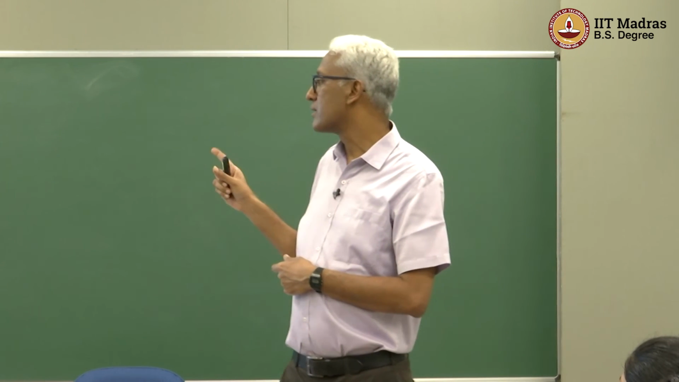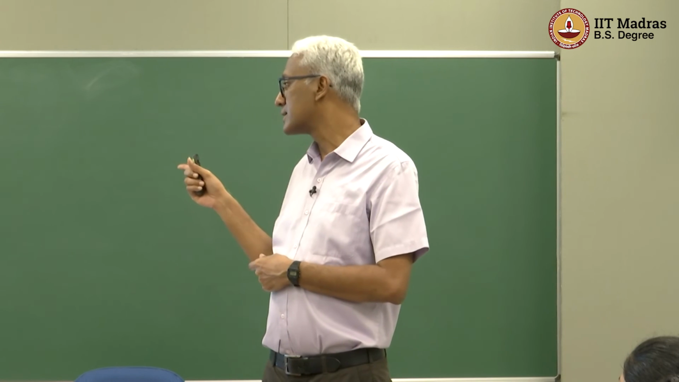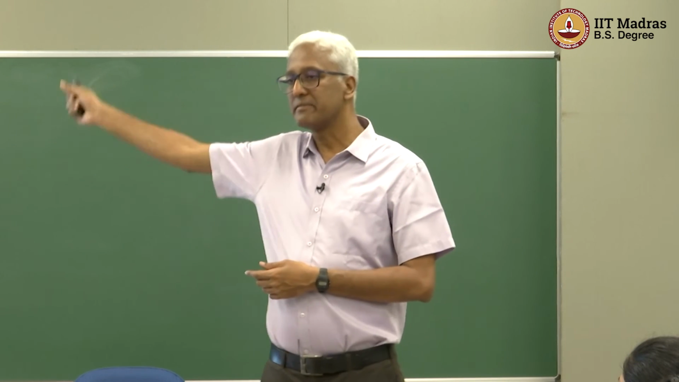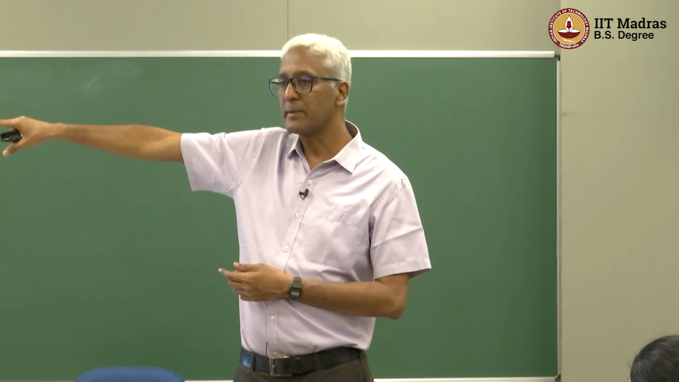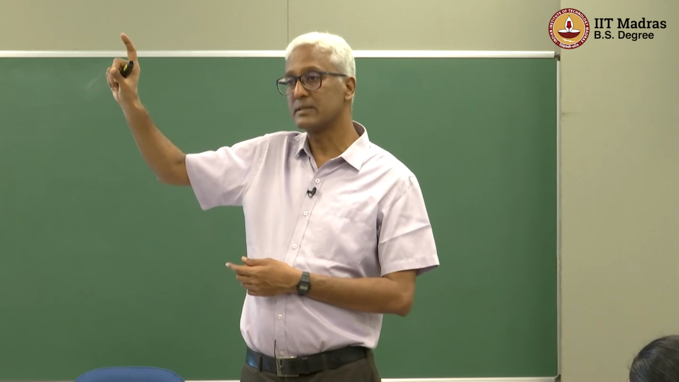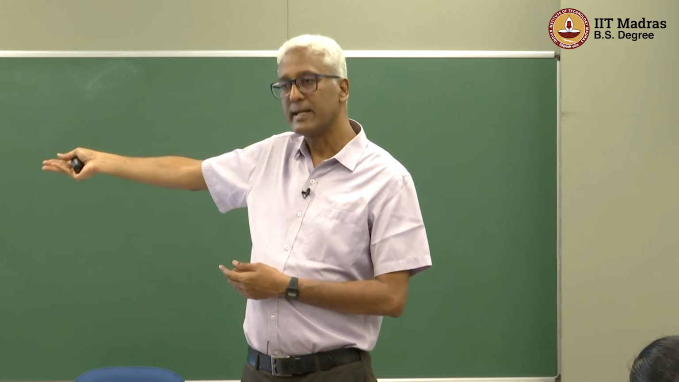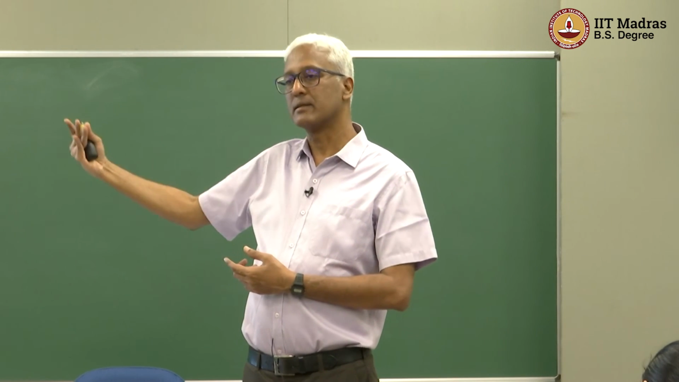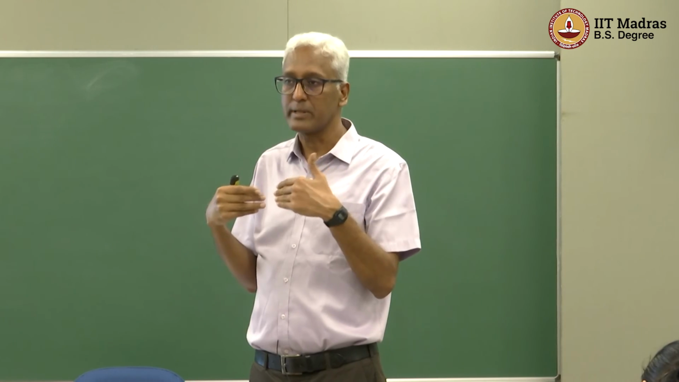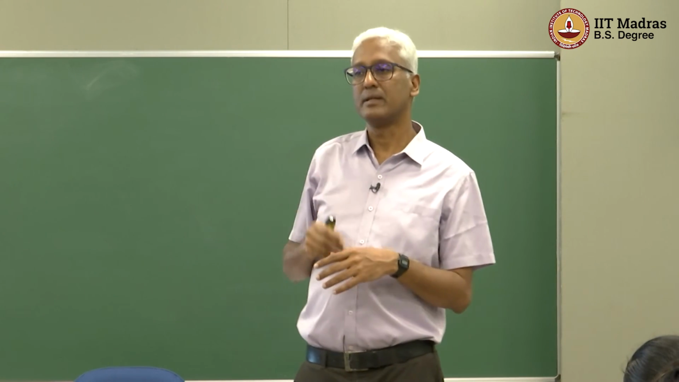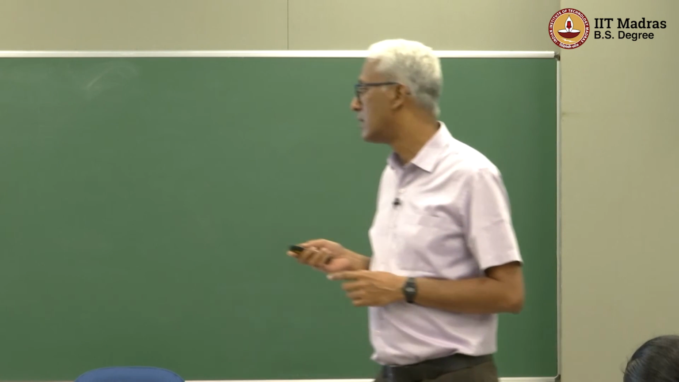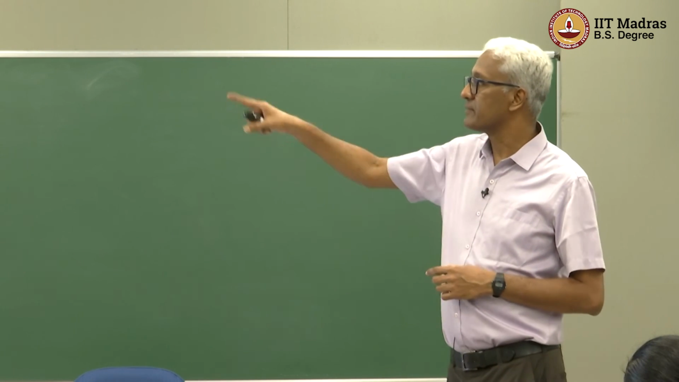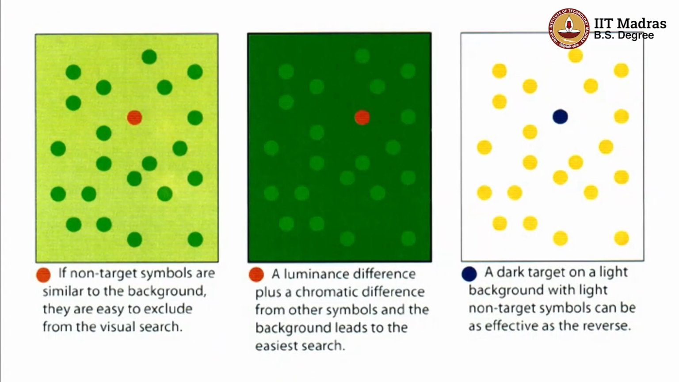A dark target on a light background with light non-target symbols can be as effective. So basically this is a variation of the second one, right? So whatever is happening with the background there with the darker chrominance, here it's happening in the lighter case, right? Both the background and the chrominance level are of a lesser luminance, right? But then the target symbol is darker. So the second and third are about as effective, and the first one is also effective, but then this is even more effective.